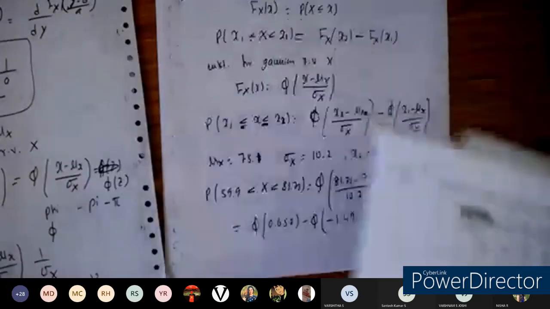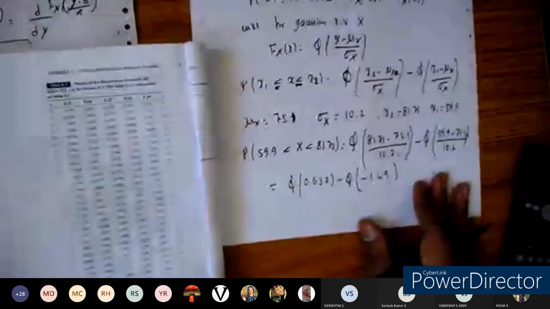Okay, so what is it? 0.6 is there, and we want 0.652. If you go across the table, 0.6 plus 0.05 will become 0.65. So here you can see 0.7 in the second table. For 0.6 at 0.05, it is 0.7422 here.